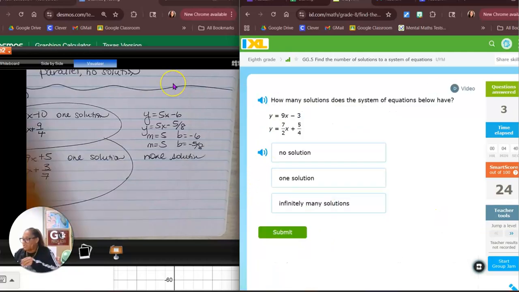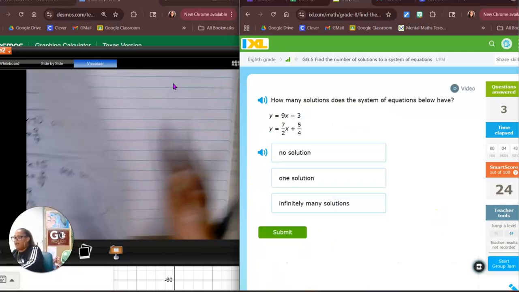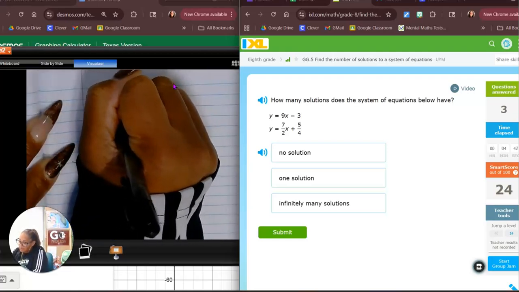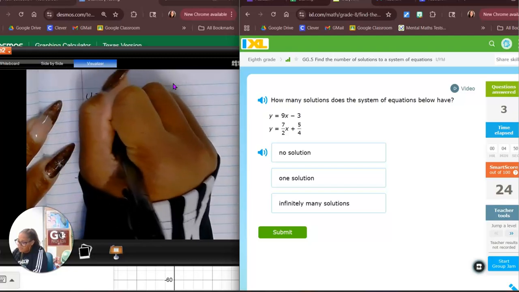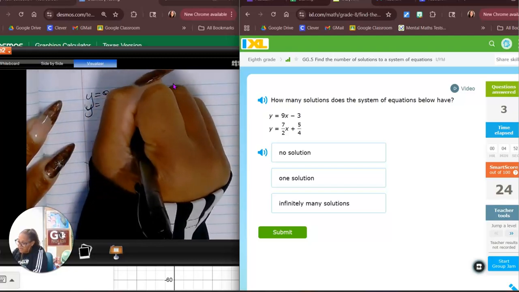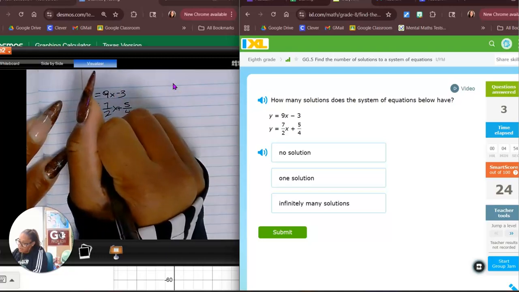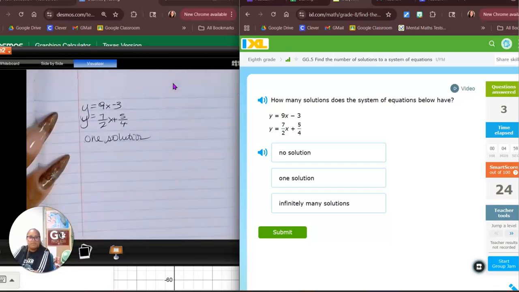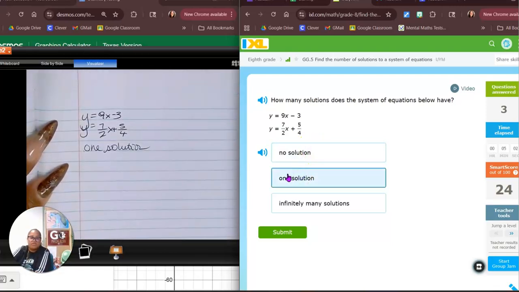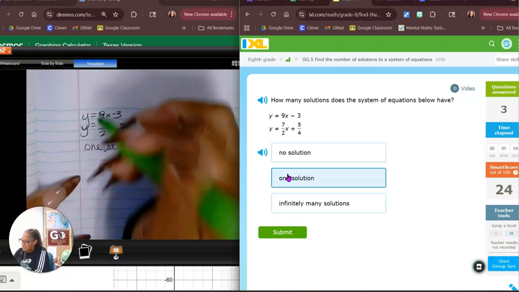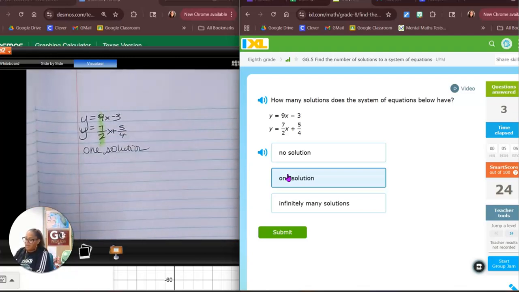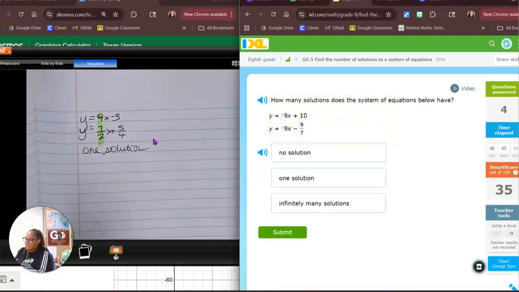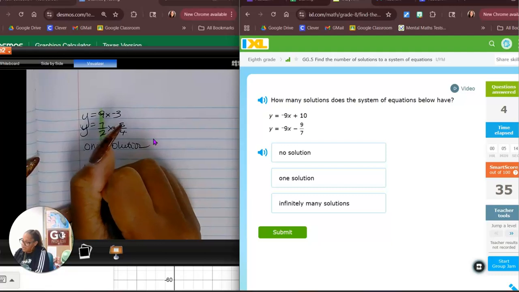Okay, let's go to the next one and let's do it right this time. All right, I've got 9x minus 3 and y equals 7/2 x plus 5/4. Different slopes, one solution. Let's make sure I do this correctly this time. One, and then you can draw attention to your slopes. 9 and 7/2. Yay, fixed it.